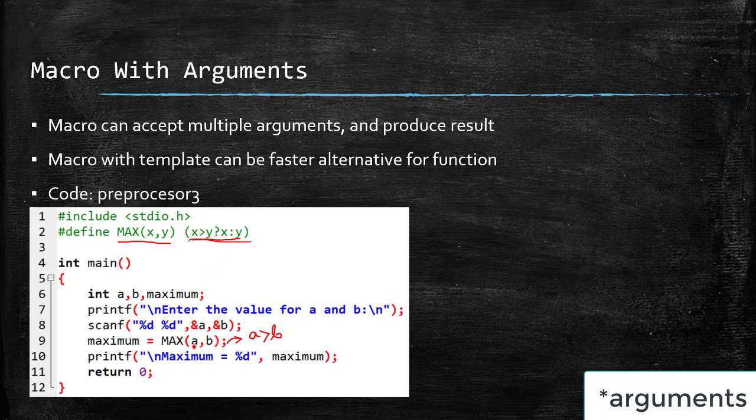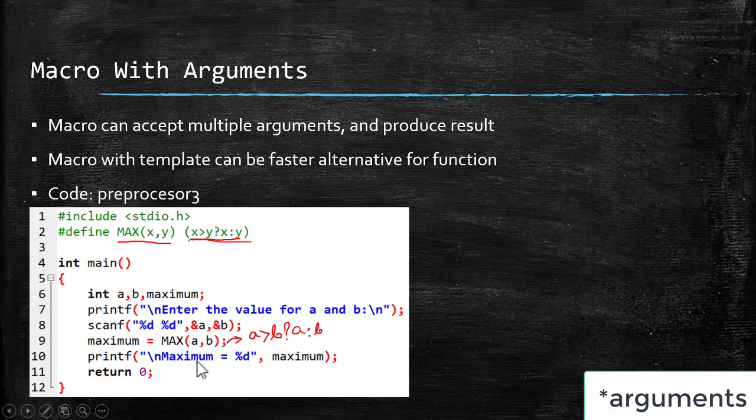So it will be a greater than b question mark a colon b, right? So maximum will be this one. It will find the maximum value from a and b, and it will print the maximum value, which depends on the input of a and b.